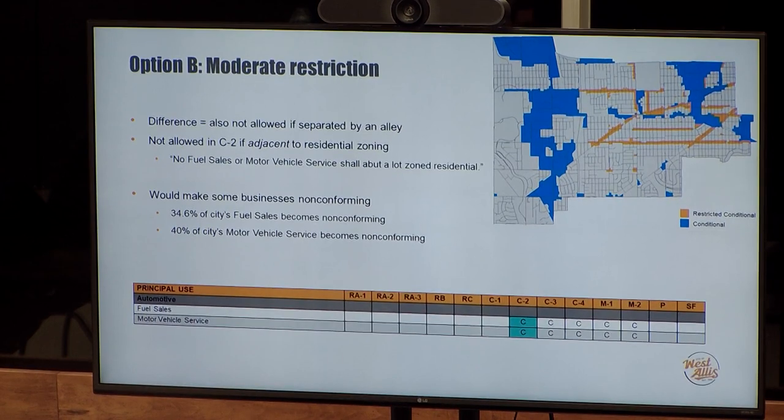Can you go to option B? I just wanted to read it again. Mr. Chair, you've got to go back.